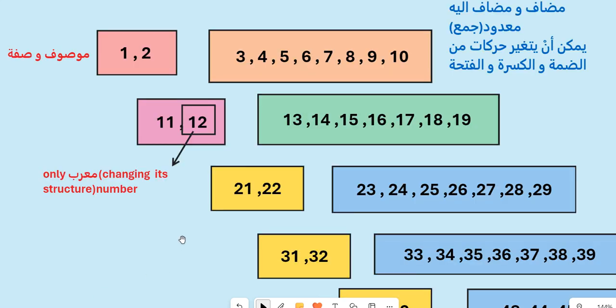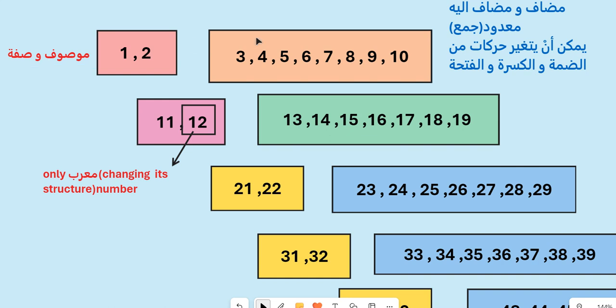Sorry, I forgot to explain the rules of 1 and 2 and 3 to 10. So any of you who don't remember, let me go through quickly the rules of 1 and 2. Remember always, for 1 and 2, the rules are like mausuf and sifa, the noun and the adjective. So basically what is happening here is the number comes as a sifa after the noun.